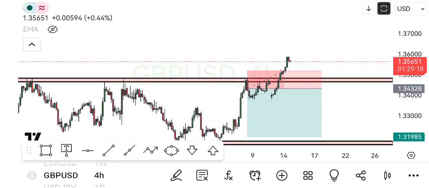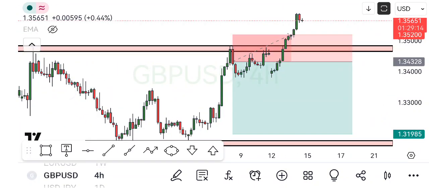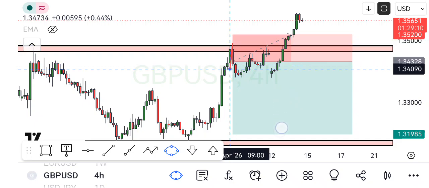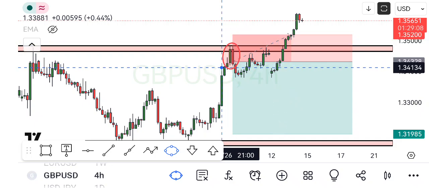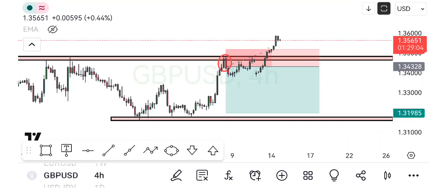So that small, weak rejection is actually this bearish engulfing, which is a good enough reason for me to sell inside this market. That's how I got into this trade.